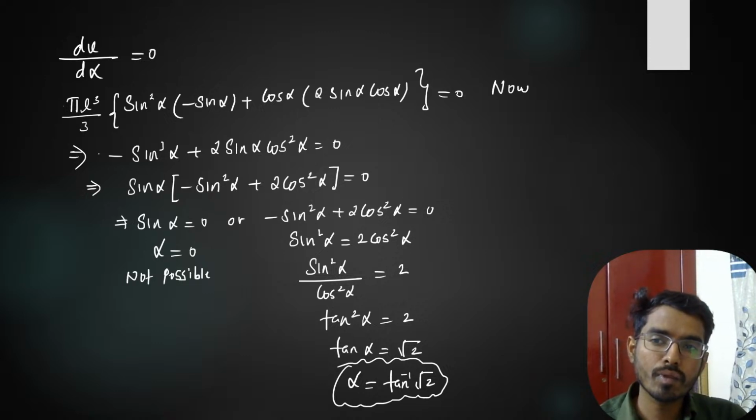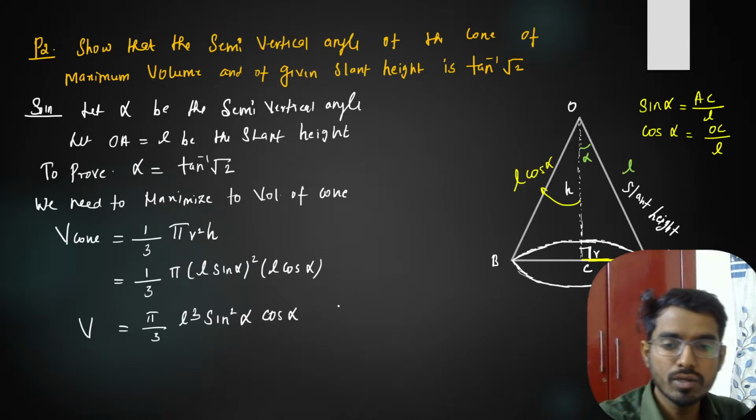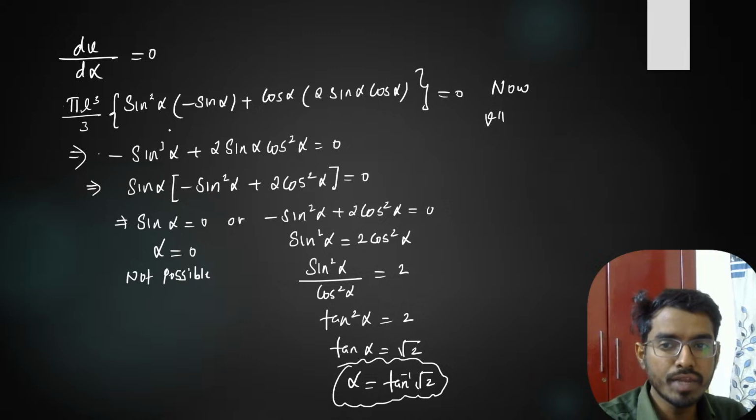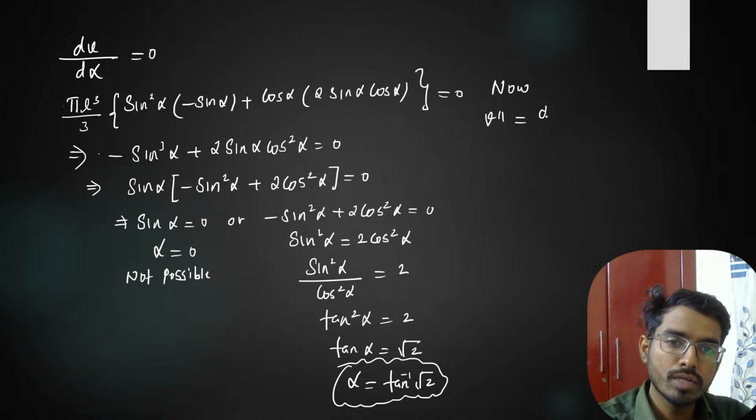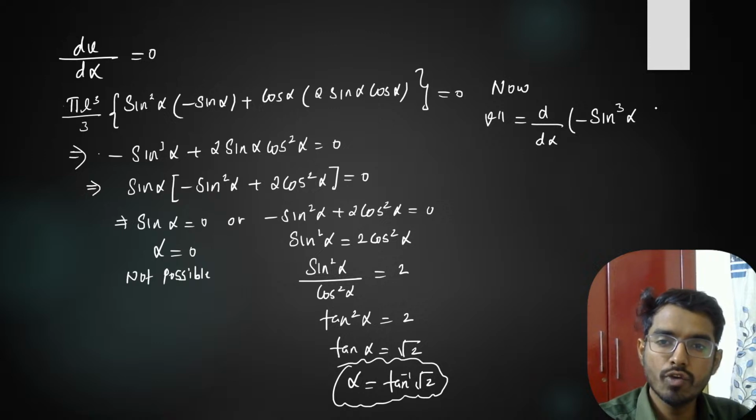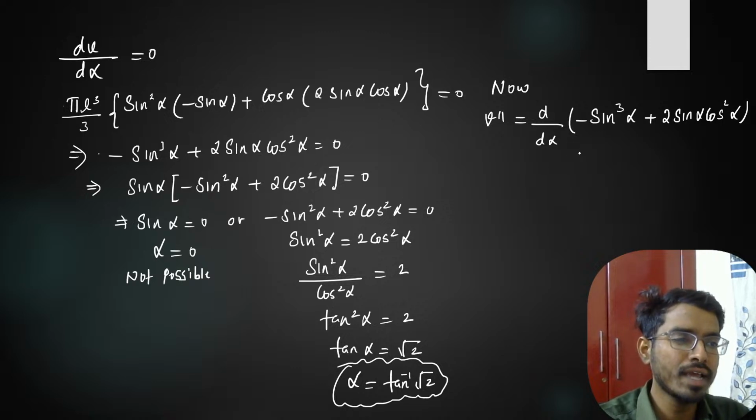Now we will find v double dash, right? So what is v dash? This is our v, this is our v dash, right? We will find v double dash. That is d by d alpha of minus sine cube alpha plus 2 sine alpha cos square alpha. You differentiate this, right?